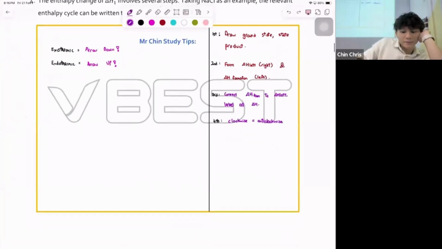Okay, guys, again. I want you guys to write it here to relate our bond energy to delta H atomization.